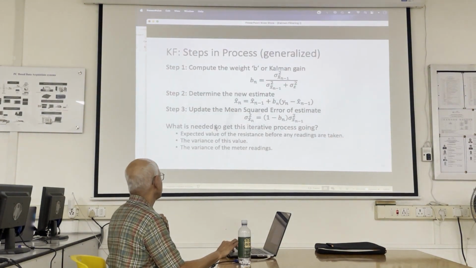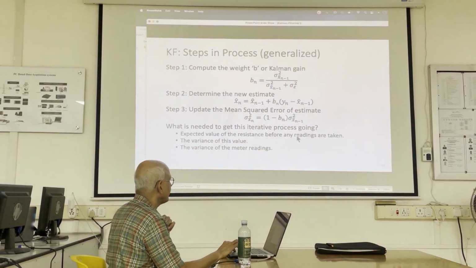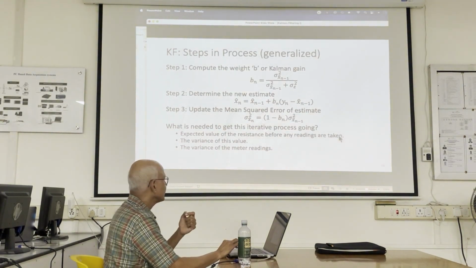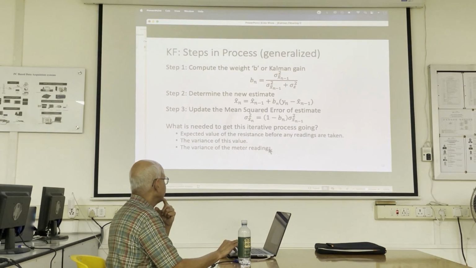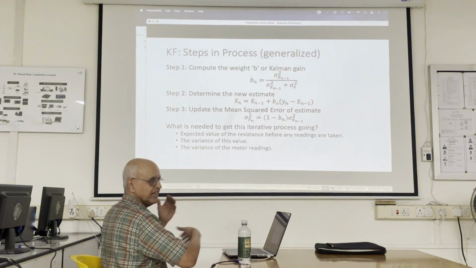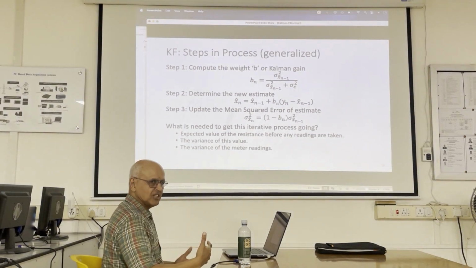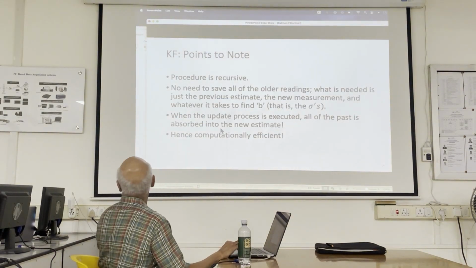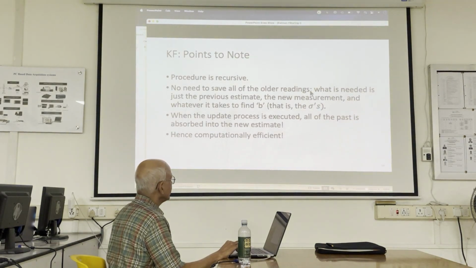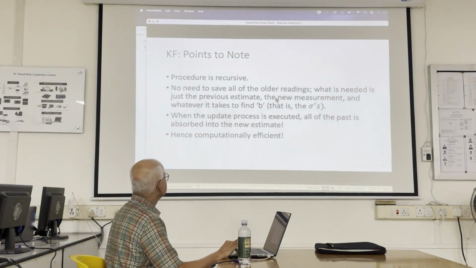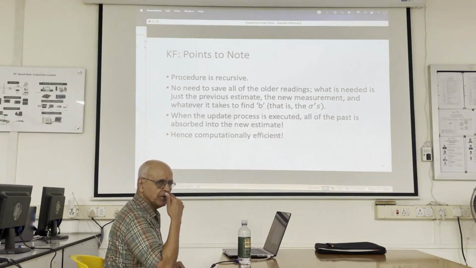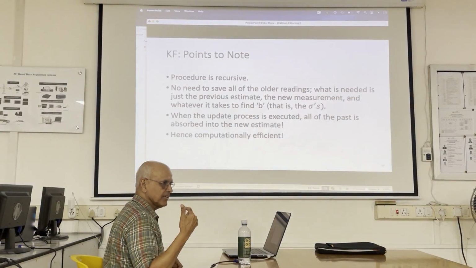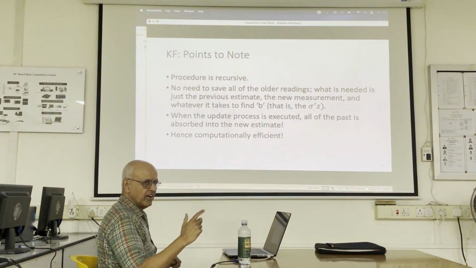So what do we need to get this process started? We need the expected value of the resistance before any readings are taken. 100 ohms. The variance of this value, 1 ohm. The variance of the meter readings, 3 ohms. Then you can do it all day if you have the energy. The procedure is recursive. No need to save all of the older readings. What is needed is just the previous estimate, the new measurement, and whatever it takes to find P. So it's very simple, compared to Markov localization or particle filtering or anything.